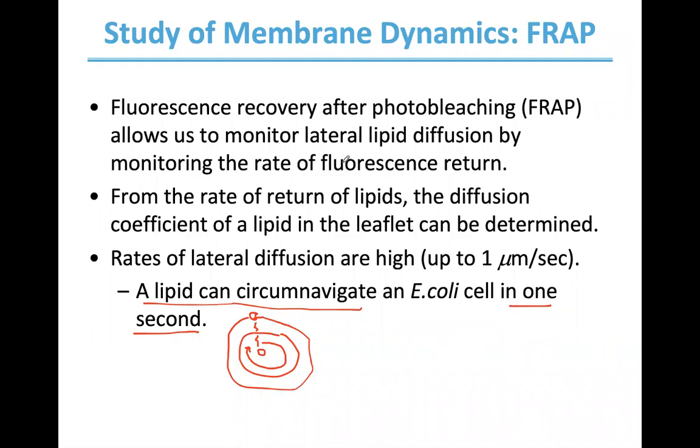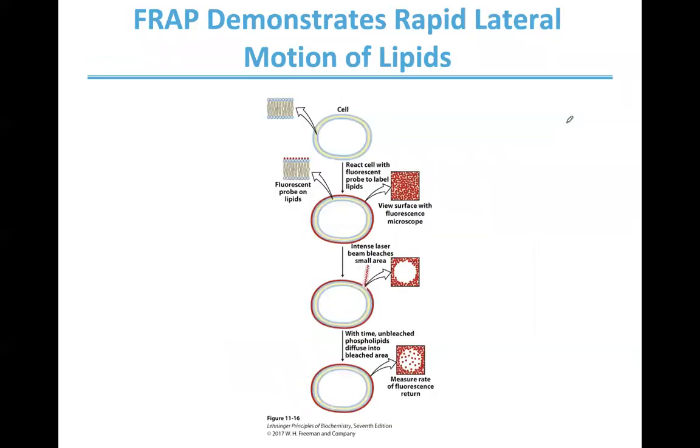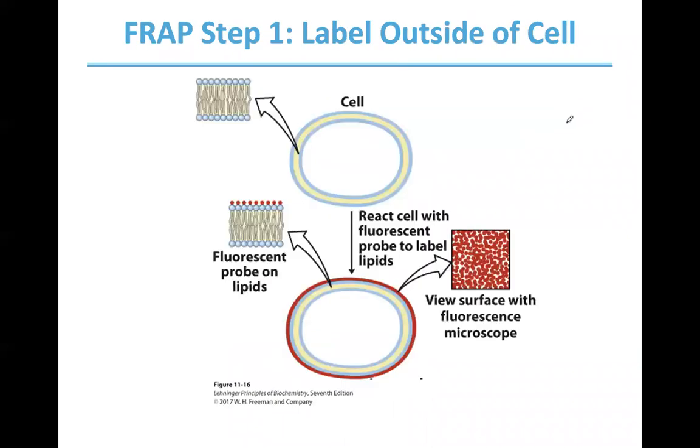Now, how do we know that, for example, right? There are techniques for us to measure the rate of lipid diffusion. And so one of them is fluorescence recovery after photobleaching, FRAP. So this is just an overall picture, but let's look at how we do it step by step.